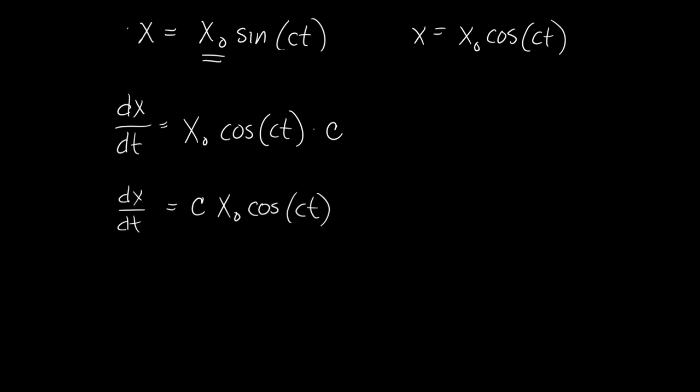The derivative of cosine is going to be almost exactly the same, except the biggest difference is that when you take the derivative of cosine, you get minus sine. I'm not going to rewrite all of that, but minus c x naught sine ct. It's the only real difference.